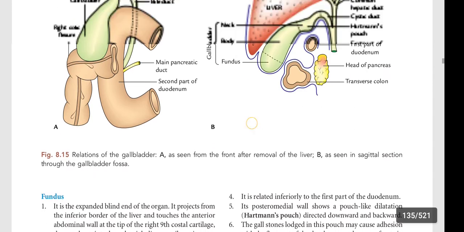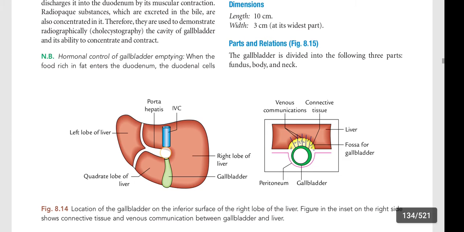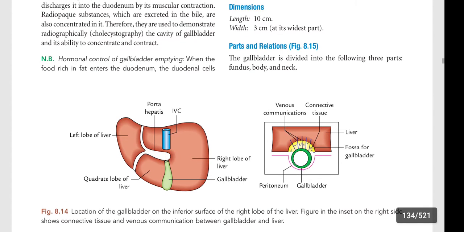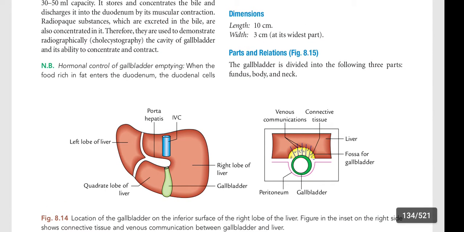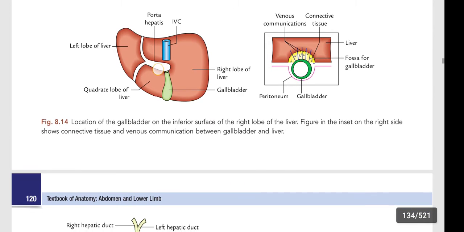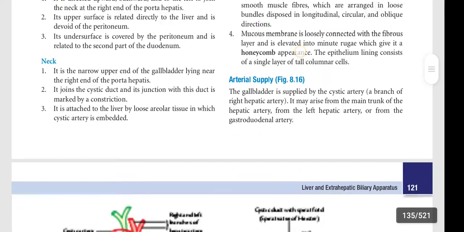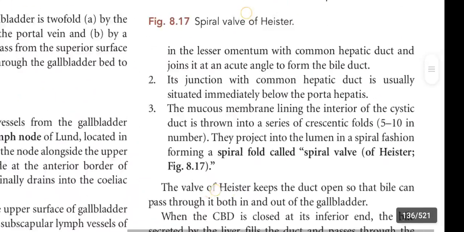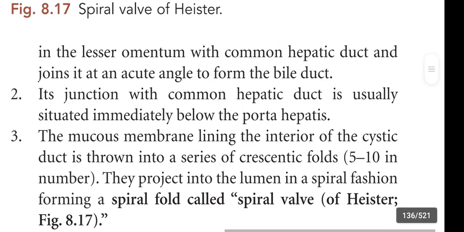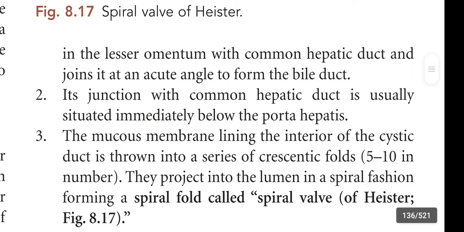I also show you the porta hepatis. This is the porta hepatis, and the joining of the common hepatic duct with the cystic duct is just below the porta hepatis. Its junction with the common hepatic duct is usually situated immediately below the porta hepatis.